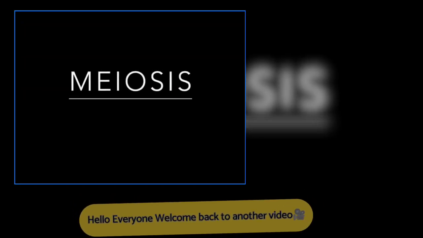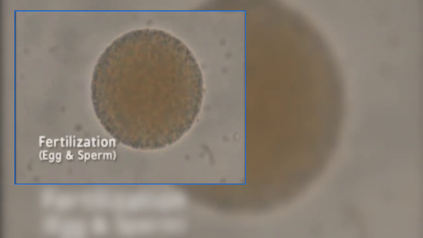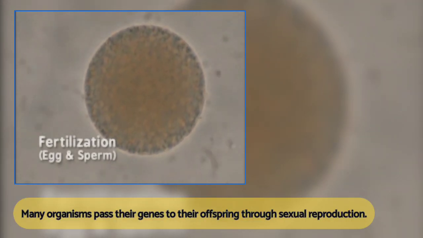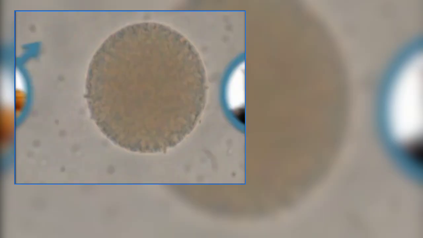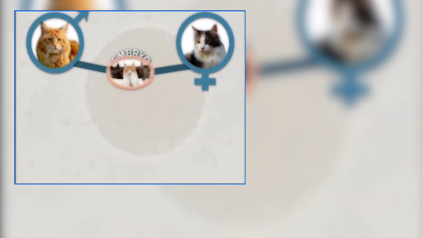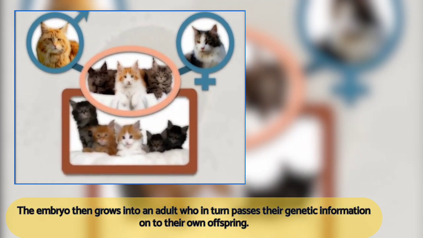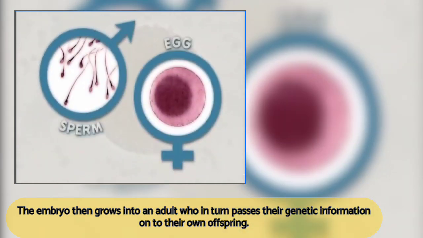In this video we will be discussing meiosis. Many organisms pass their genes to their offspring through sexual reproduction. This begins when two gametes unite to form a zygote that is genetically unique from the parent organisms. The embryo then grows into an adult who in turn passes their genetic information on to their own offspring.